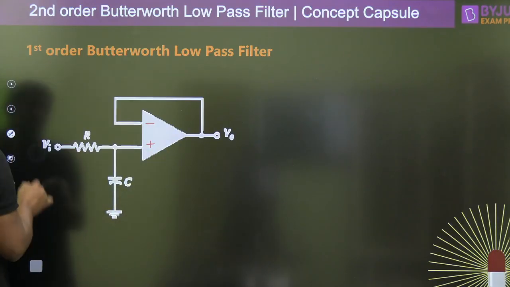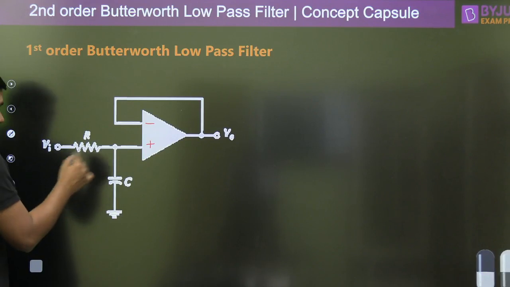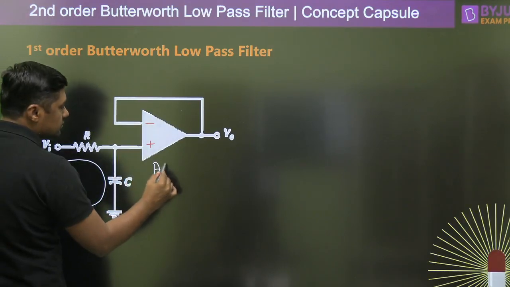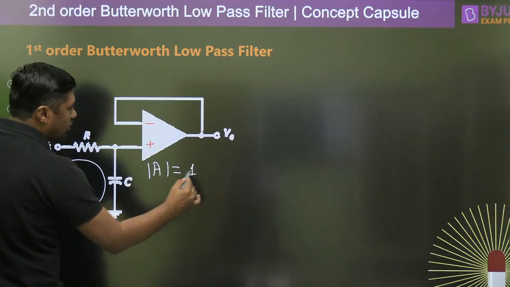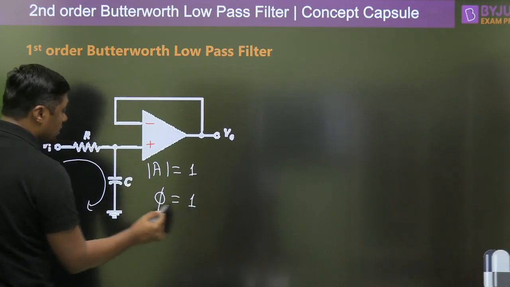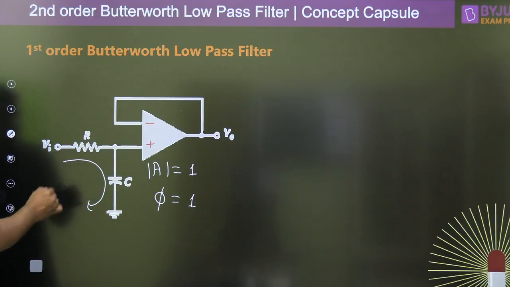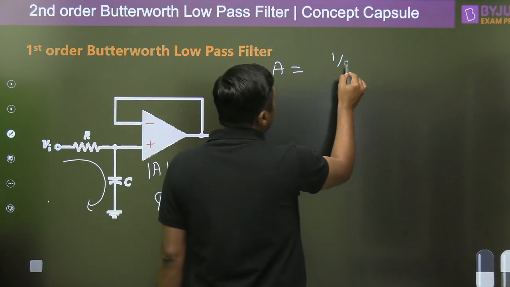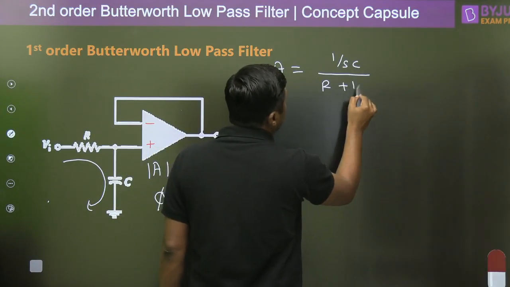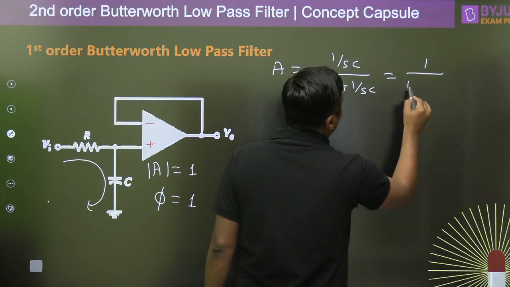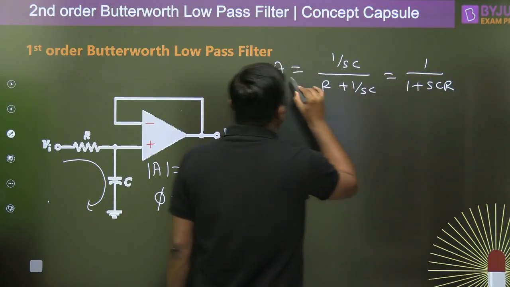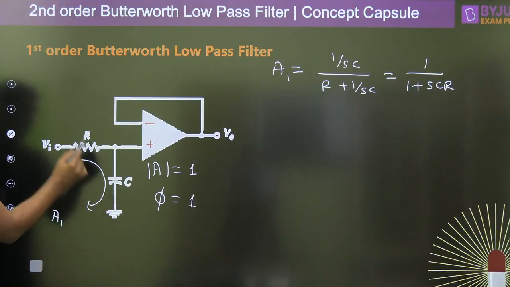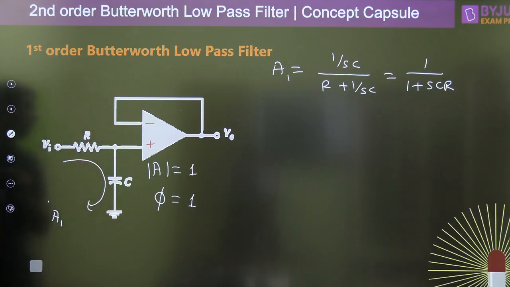Now, for this diagram, always remember, the gain of the system is decided by this. The gain of this, the voltage follower, is equal to 1. What is the gain of this network? It is given by 1 by SC upon R plus 1 by SC. That is nothing but 1 upon 1 plus SCR. This is the gain of the first network, 1 by SC upon R plus 1 by SC, and we can solve it as 1 upon 1 plus SCR.